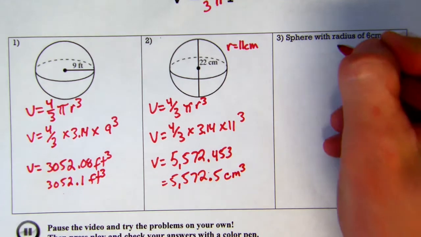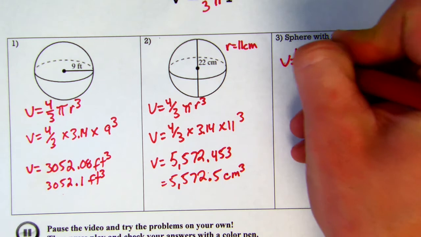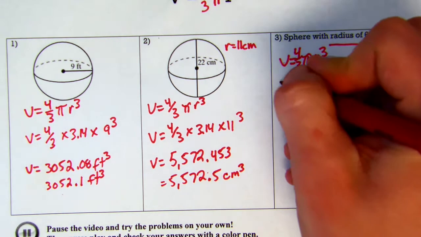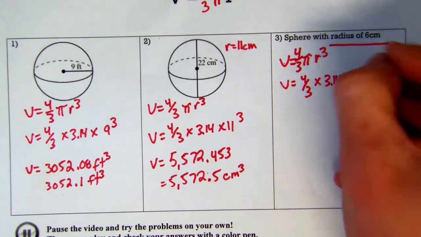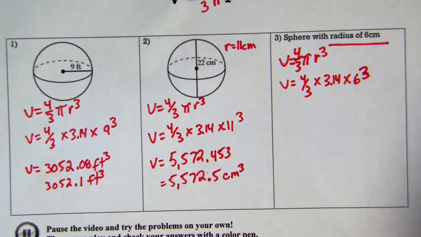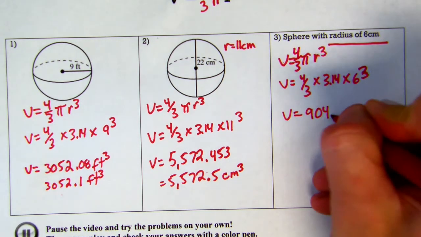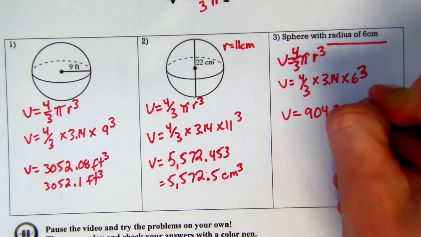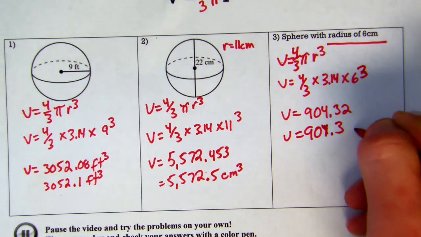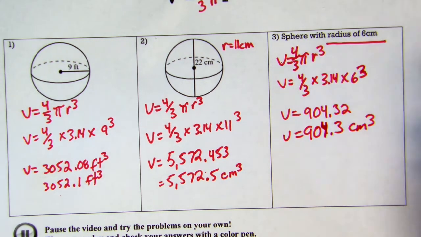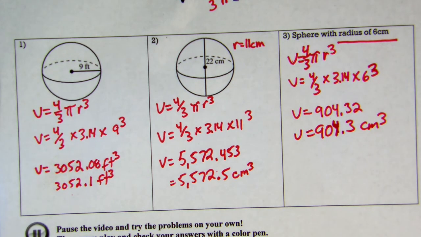Okay. And then my third has a sphere with a radius of 6 centimeters. There's no picture, but because I know the radius, I can solve it. So volume is equal to 4/3 pi r cubed. Volume is equal to 4/3 times 3.14 times our radius of 6 cubed. Go ahead and plug all that into the calculator, and I get an answer of 904.32, which gets simplified to 904.3 centimeters cubed.